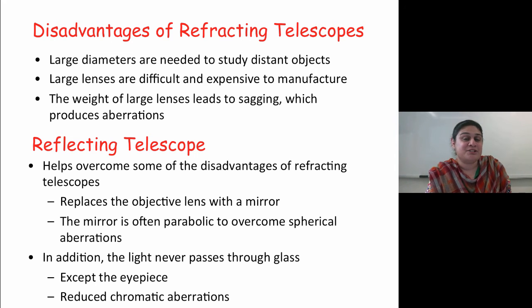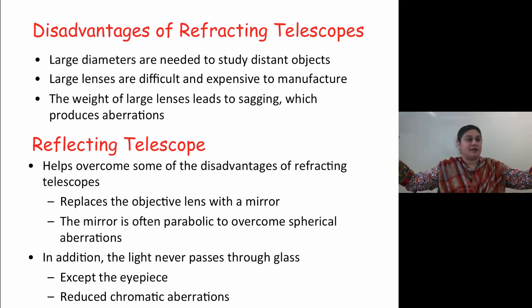So, a disadvantage of a refracting telescope: large diameters are needed to study distant objects. Large lenses are difficult and very expensive to make. It is very, very difficult to keep imperfections out of glass as it becomes bigger and bigger. Also, the large weight of lenses tends to cause sagging, which produces aberrations.